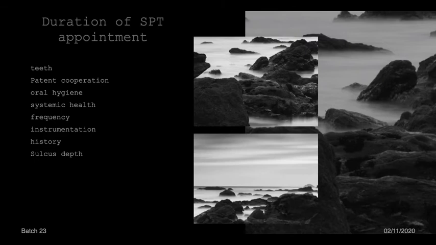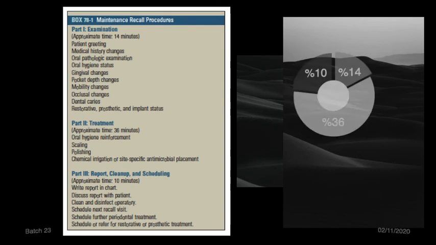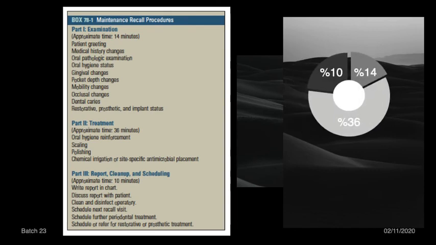The duration of appointment is based on the number of teeth present, patient cooperation, the patient's oral hygiene maintenance, the systemic health of the patient, the frequency of recall, and the amount of instrumentation going to be done during the appointment. The update in the history and changes in the sulcus depth will determine the duration of the supportive periodontal therapy appointment. Normally, the supportive periodontal therapy appointment will be about an hour.